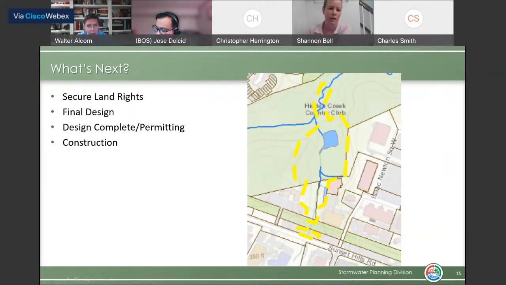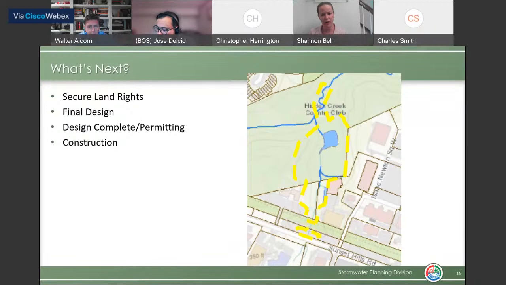What's next? We need to work on securing land rights. So we're working on private properties here, and of course on the golf course. In order to do that work, we need to get easements so that we can maintain it in the future and we can go in during construction and do the work that we need to do. Once we get our land rights, we're going to be able to move on to our final design.